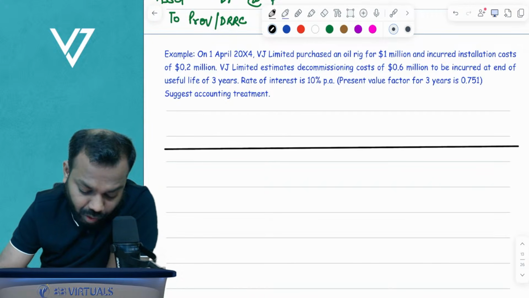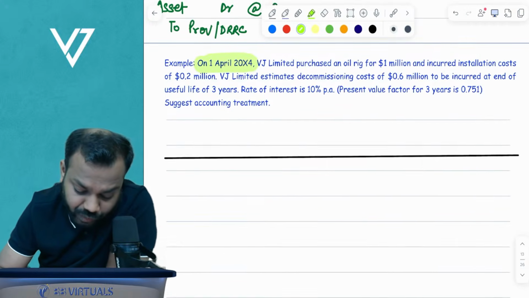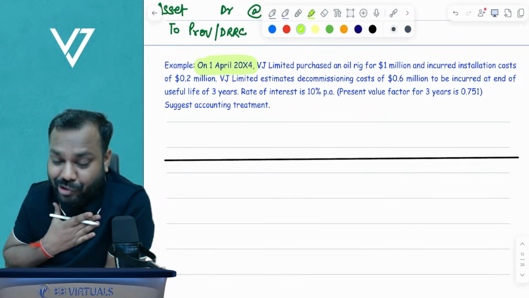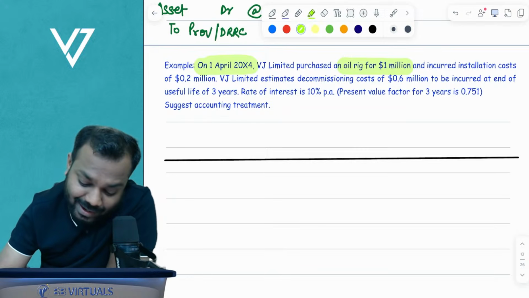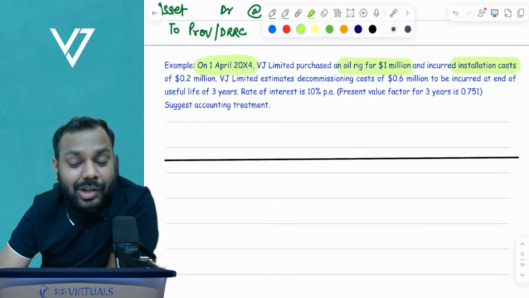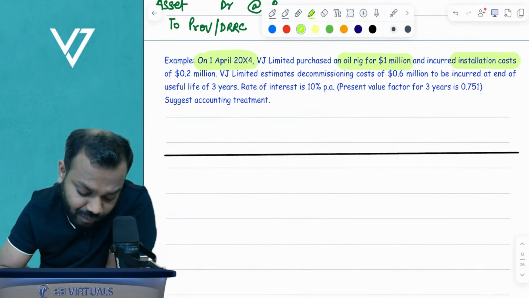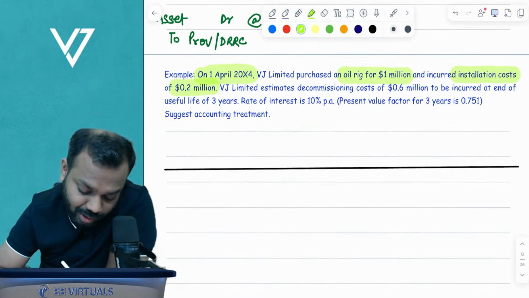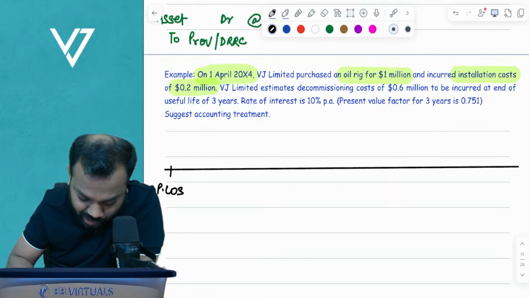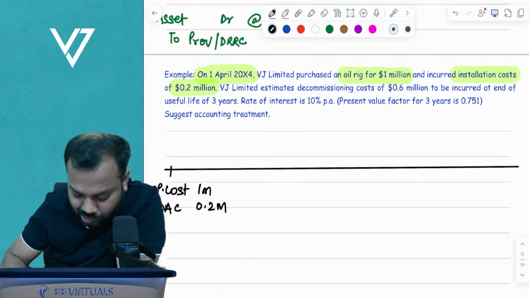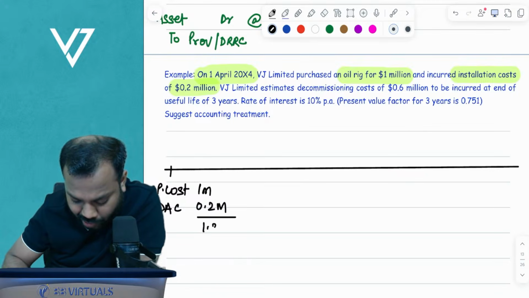What does the question say? On 1st April 20x4, Vijay Limited, I am Vijay, purchased an oil rig for $1 million and incurred installation costs. Installation costs are directly attributable costs of 0.2 million. So the purchase cost is 1 million, and directly attributable costs are 0.2 million. So the cost is 1.2 million.